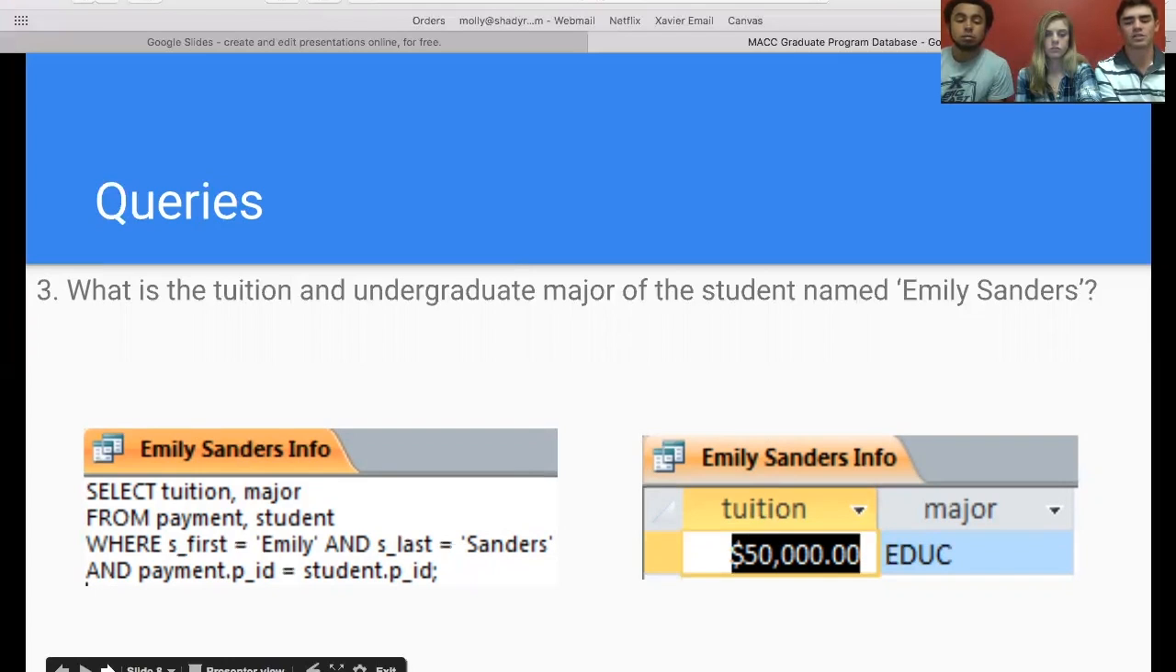We see that the student Emily Sanders has a tuition of $50,000. This will probably lead us to think that she is a fully enrolled student. Then her major, education, gives us the major of her undergraduate studies. This will lead us to think that she will have to take the entire set of courses, all the way from prerequisites in the business department to MAC department classes.